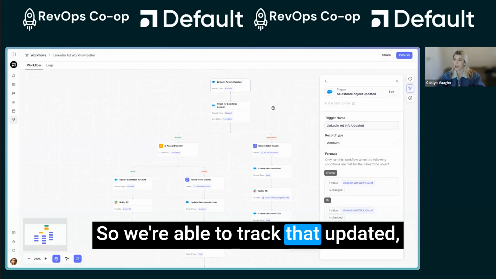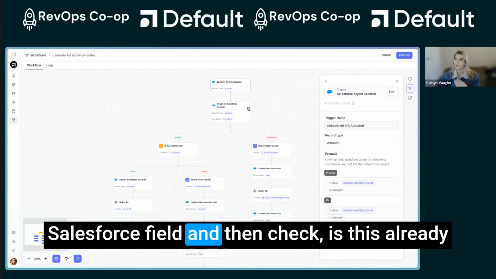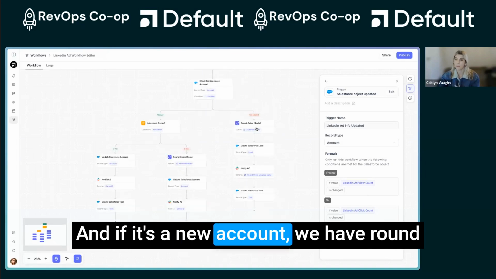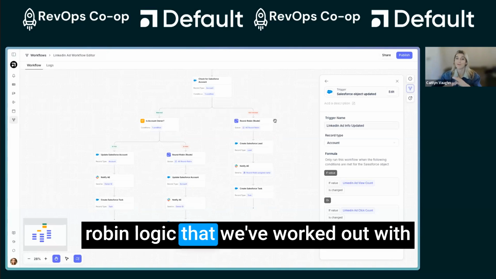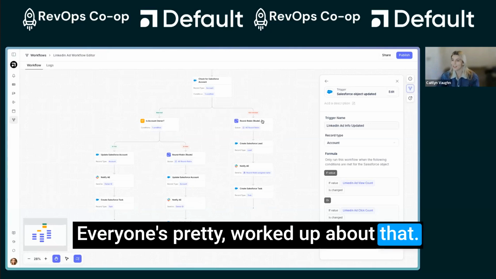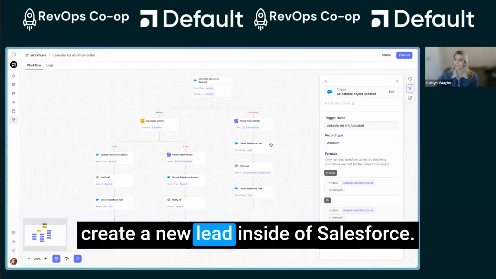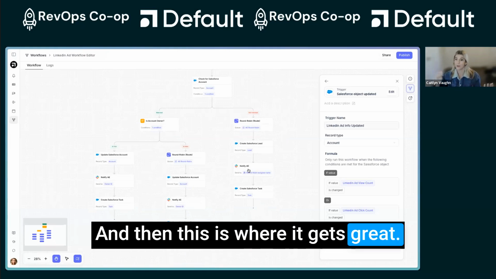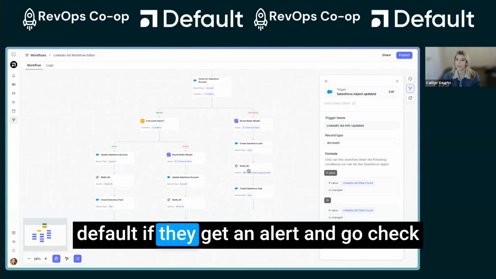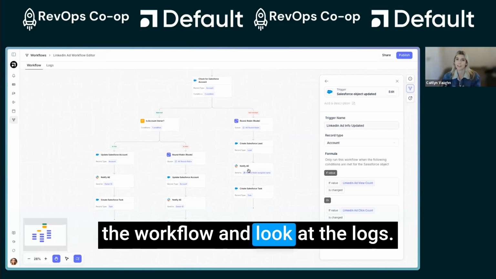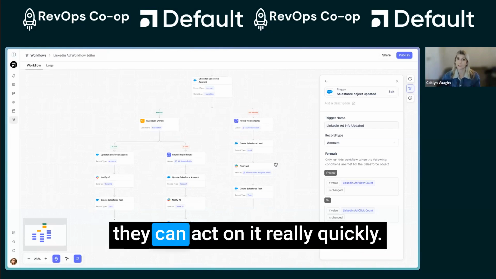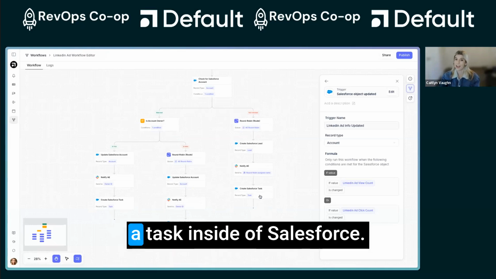So we're able to track that updated Salesforce field and then check, is this already inside of our Salesforce account or not? If it's a new account, we have round robining logic that we've worked out with our reps so that everyone feels it's fair, right? Everyone's pretty worked up about that. So we have the round robining, we create a new lead inside of Salesforce, and then this is where it gets great. We notify the AE inside of Slack where they live. They're not going to come inside of Default if they get an alert and go check the workflow and look at the logs. They just want the notification where they're already living so that they can act on it really quickly.